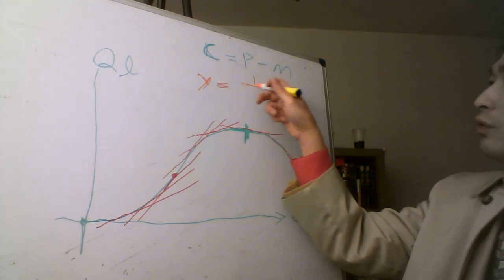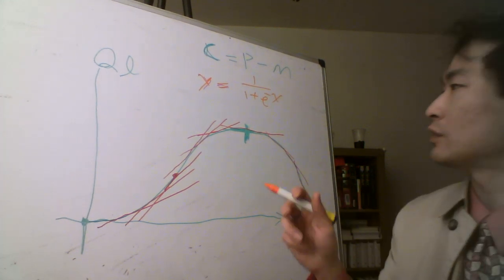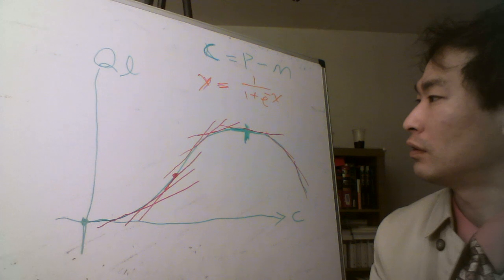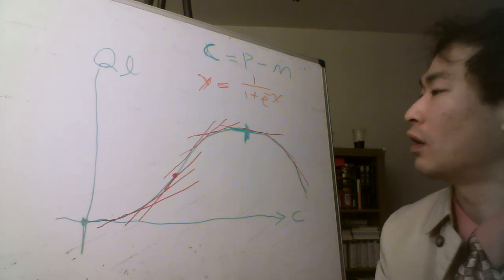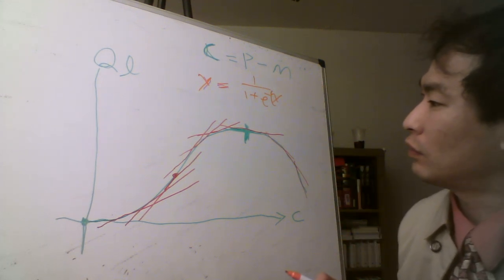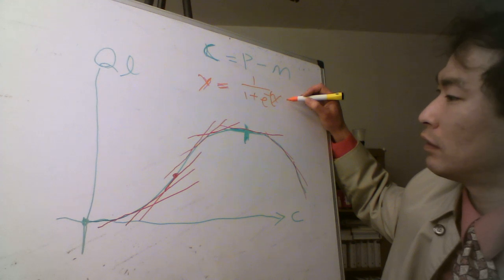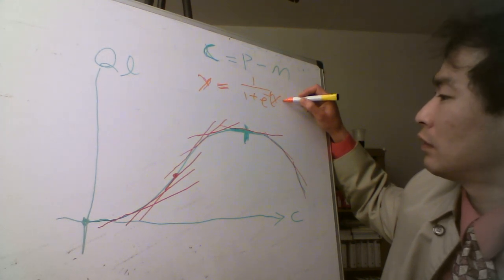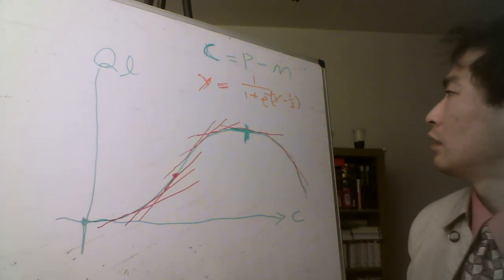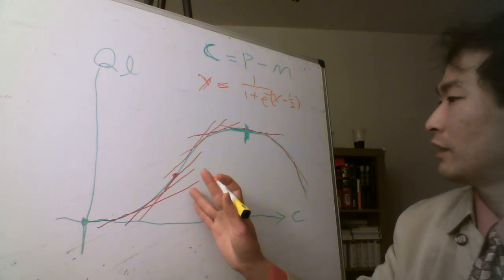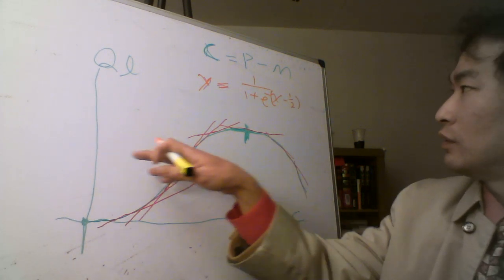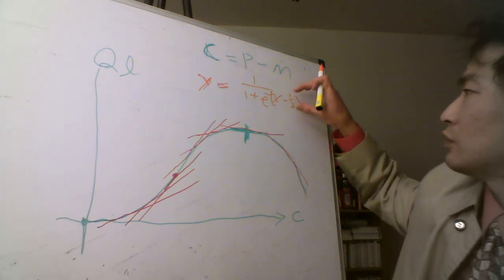y equals 1 over 1 plus e to the minus x. When x goes to infinity, it's 1. When x is 0, it's 1/2. We have to shift this curve, maybe by one half. What happens when x is one half? e to the zero is one, and now it's one half. Good, we got it. So this is just a shift of the sigmoid function.